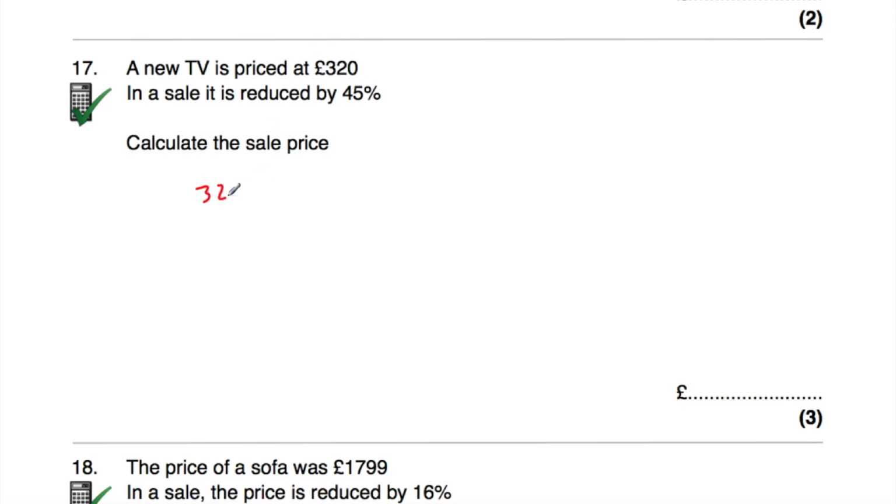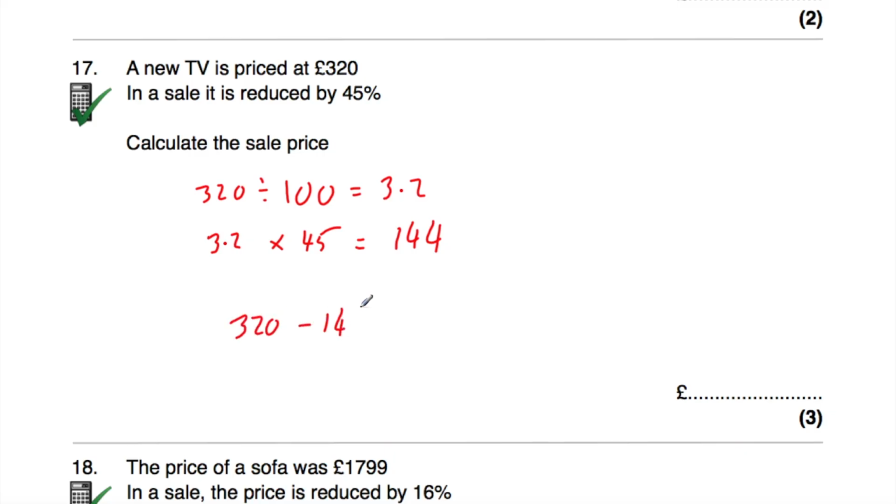So let's take the 320 and divide by 100 to find 1%, and that's equal to 3.2. And then if we take the 3.2 and multiply that by 45, that'll tell us what 45% is. So 3.2 multiplied by 45 is equal to 144. So that means the price is reduced by £144. So if we take the £320 and subtract £144, that'll be the sale price. So 320 subtract 144 is equal to £176. So the sale price of the television is £176.